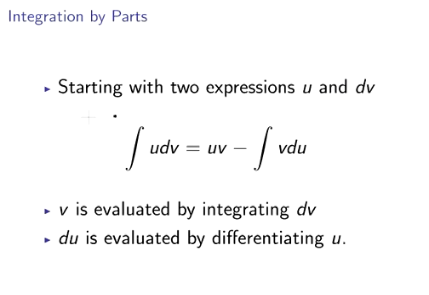What we have here is an integral u dv, the integral of u dv, and what we have here are two component expressions. We have u and we have dv. What we have to do is evaluate these two additional expressions down here, v and du. We get that by first, v is evaluated by integrating dv, and du is evaluated by differentiating u.